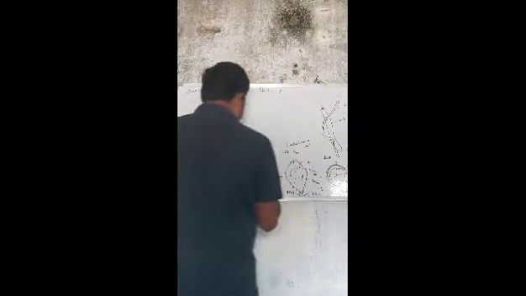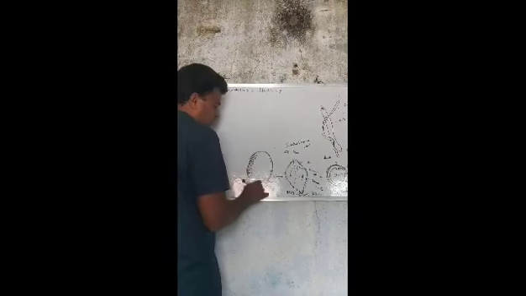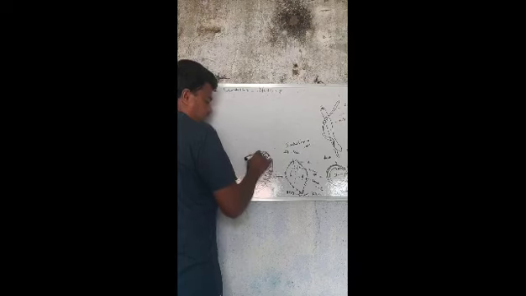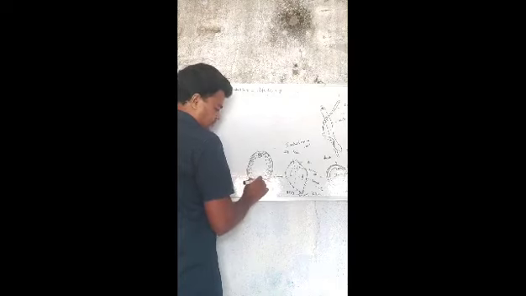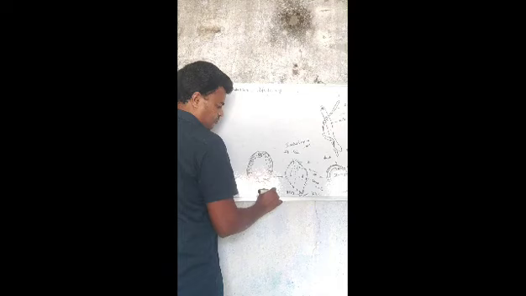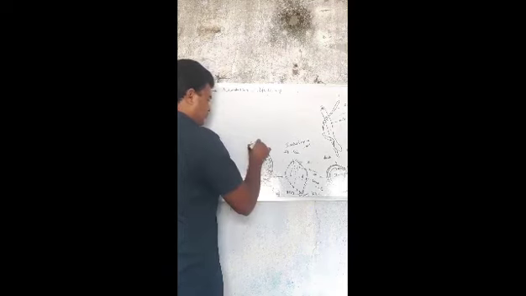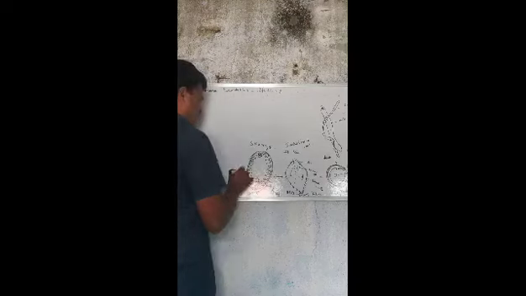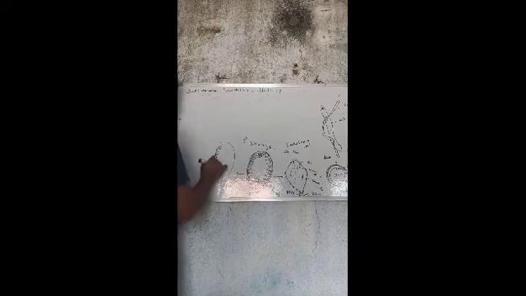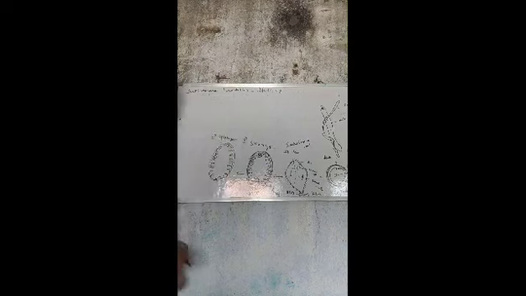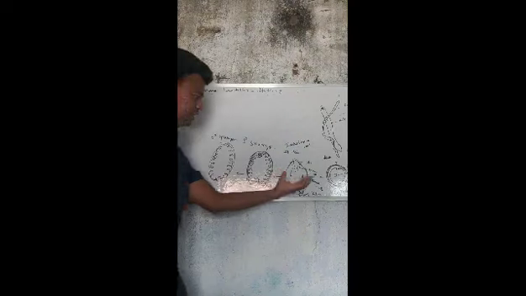Okay, so here this is the sporocyst, and the sporocyst contains the germ cells. This is the primary sporocyst and the secondary sporocyst. Secondary sporocyst here.